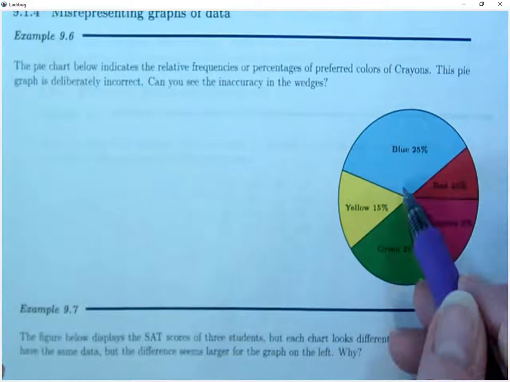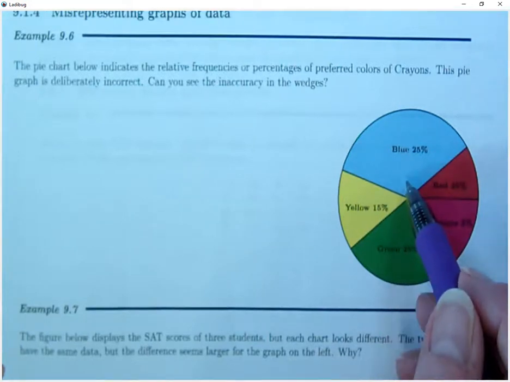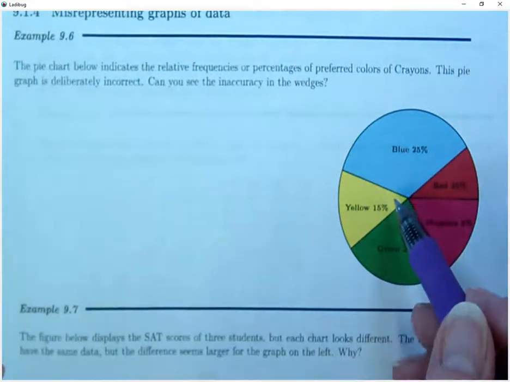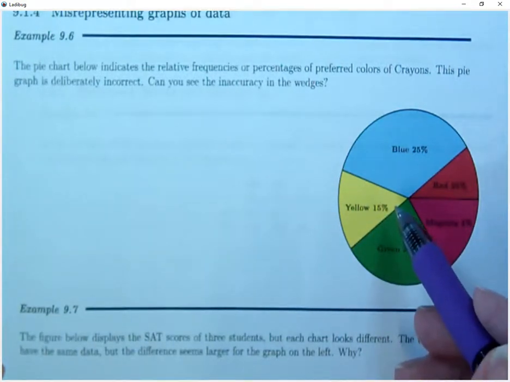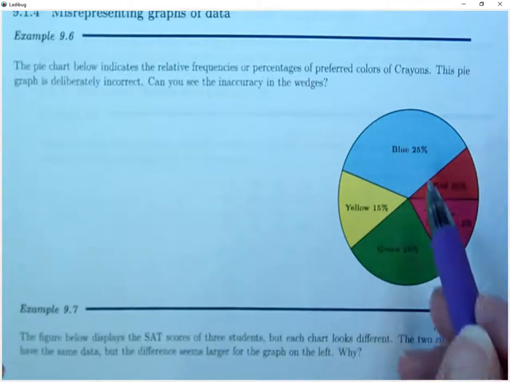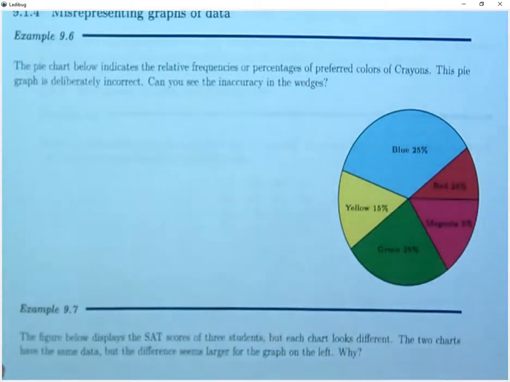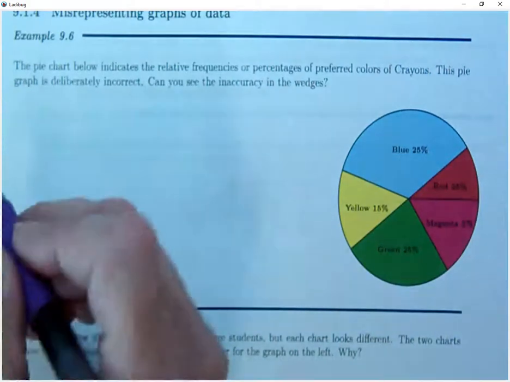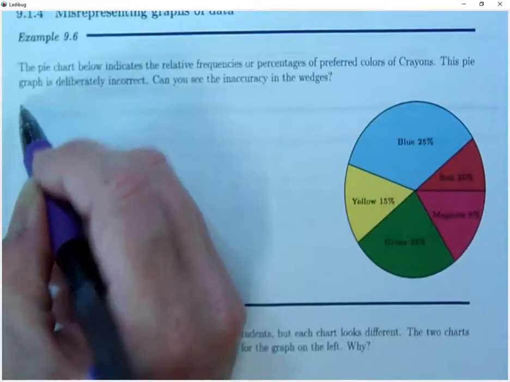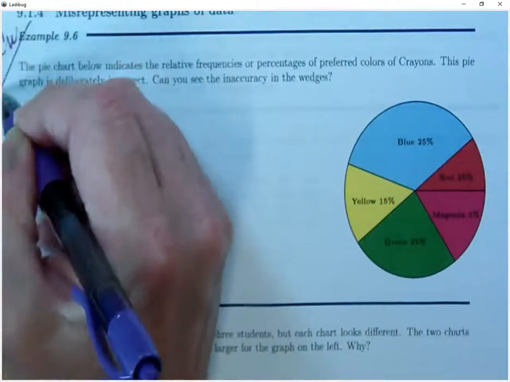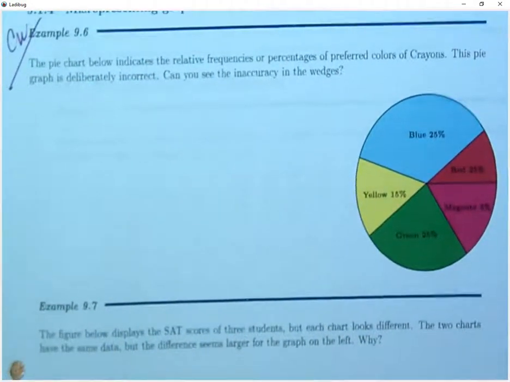And so you can look here at the relative frequencies, and it's deliberately incorrect. So find the inaccuracies. There are a couple that I can notice right away. You might be able to notice that. So look at that as a classwork, and then I'll just go over the answer real quick.